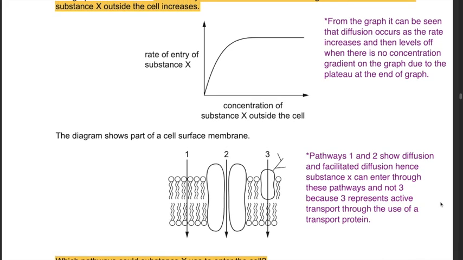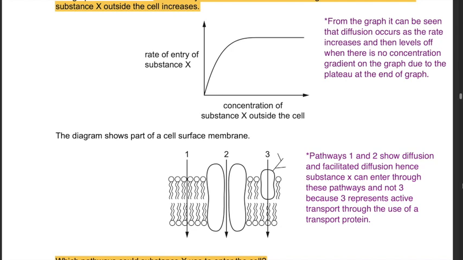So from the graph itself, it can be seen that diffusion occurs, because as the concentration of substance X outside the cell increases, the rate of entry also increases, then reaches a plateau, or the gradient levels off, it becomes horizontal. That means there is no concentration gradient when there is a plateau on the graph. Hence, this is diffusion, because diffusion only occurs if there is a concentration gradient difference. If the concentration outside and inside becomes equal, then the rate of entry reaches a plateau. So this has to be diffusion.